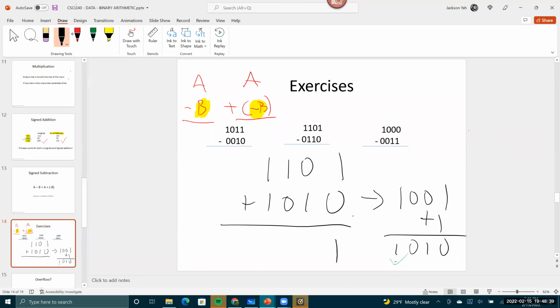Adding that, this becomes 1 1 1 2. And you say, looks like we have overflow again, right? Looks like we have an overflow. So let's test it. Let's see what the answer is going to be.